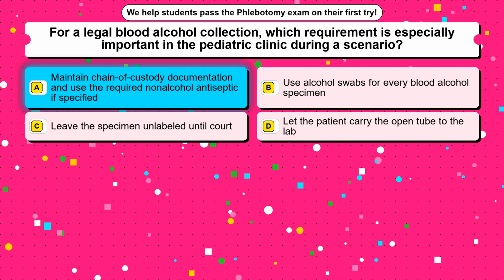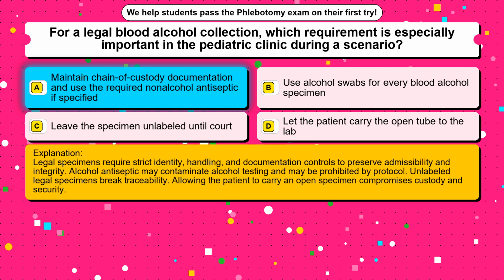The correct answer is option A. Maintain chain of custody documentation and use the required non-alcohol antiseptic if specified. Legal specimens require strict identity, handling, and documentation controls to preserve admissibility and integrity. Alcohol antiseptic may contaminate alcohol testing and may be prohibited by protocol. Unlabeled legal specimens break traceability. Allowing the patient to carry an open specimen compromises custody and security.